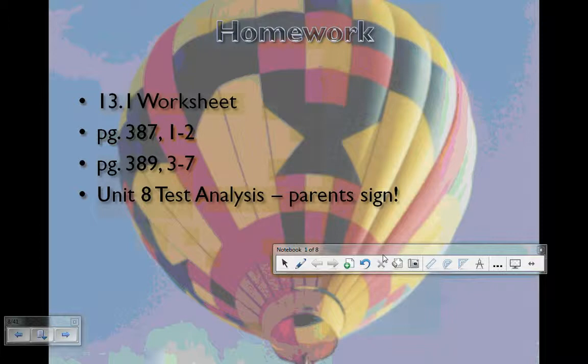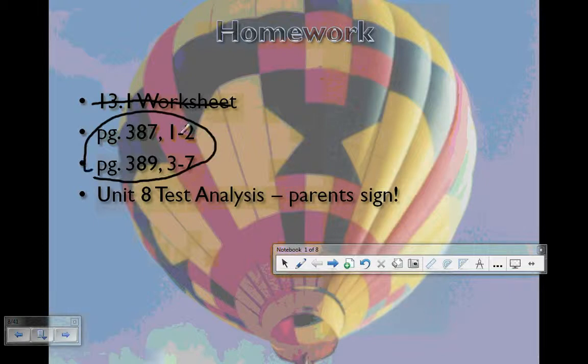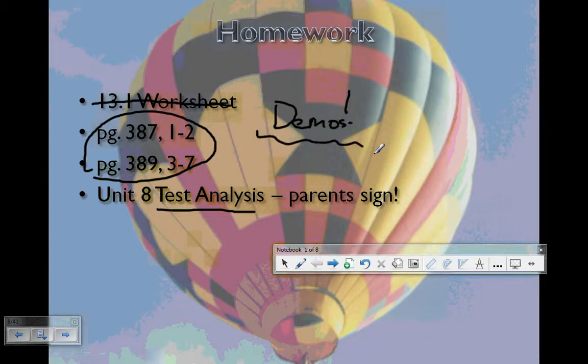So here's what I need you to do in class tomorrow. When you come to my class, we're not going to do this worksheet. We're just going to work through these problems. Let's see, there's 1, 2, 3, 4, 5, 6 problems to work through. We'll go over your Unit 8 test, and your parents will need to sign that test analysis. And then we'll also have a demonstration, not just one, but many demos that help you understand how the kinetic molecular theory works and other properties of gases that are going to be important for you to understand this unit on the nature of gases.